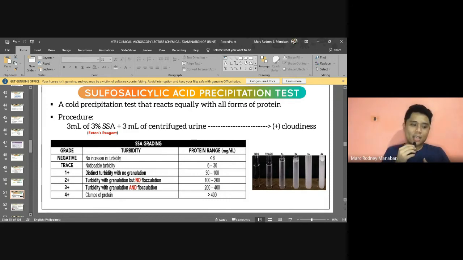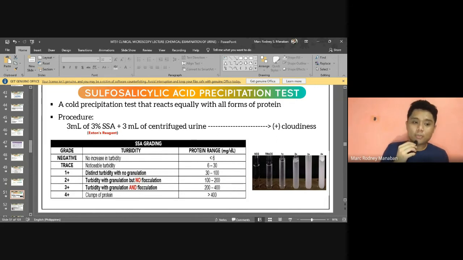Your SSA, the advantage, not really an advantage, but it can detect all proteins you find in urine, not only your albumin. So whichever proteins are found in your urine, it will create turbidity. Okay? Because again, you expose your proteins to SSA, which is an acid. And remember that proteins, if exposed to high temperatures or acid, become denatured. And once they denature, they precipitate. Right? So that's for your SSA.